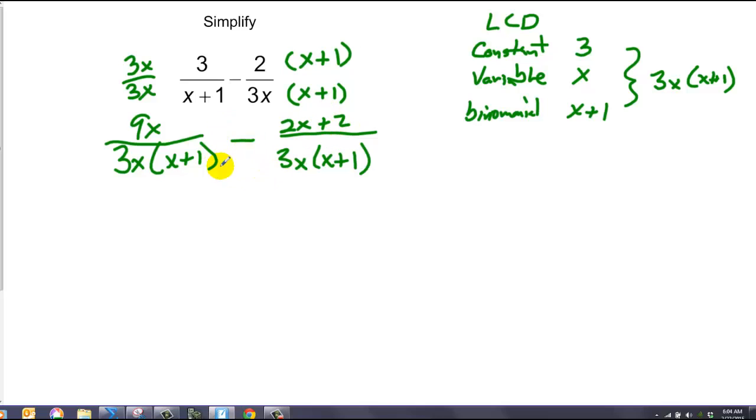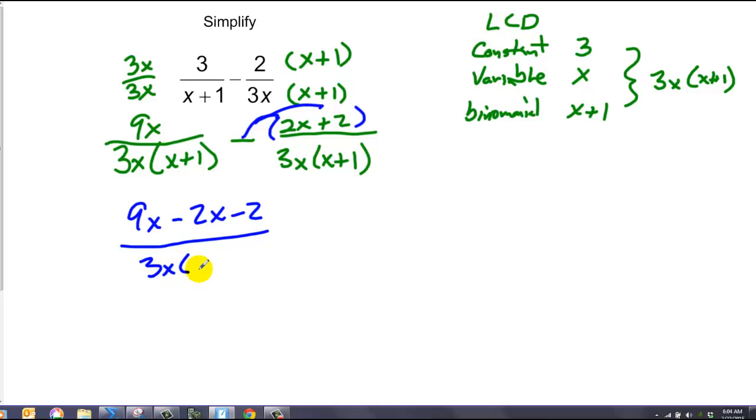Now it's going to throw people off as a subtraction. What's commonly forgotten is to distribute that negative to both terms. So we've got 9x minus 2x minus 2 over my LCD of 3x times x plus 1.